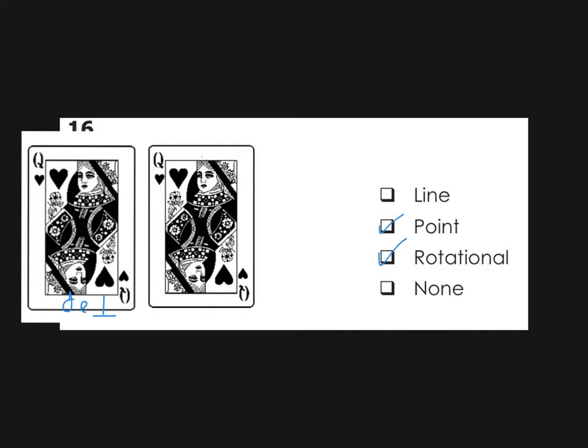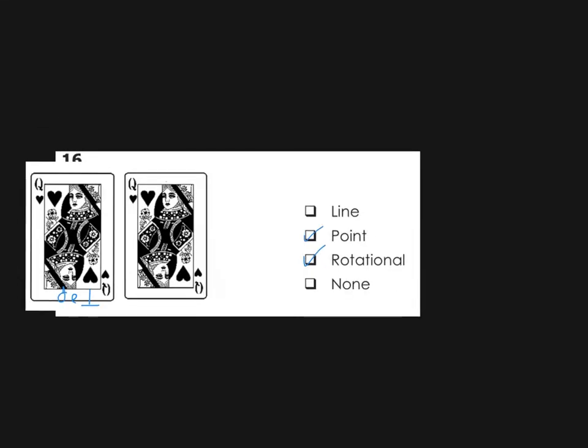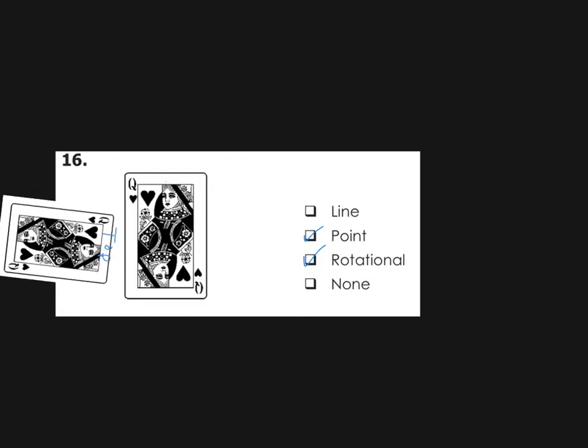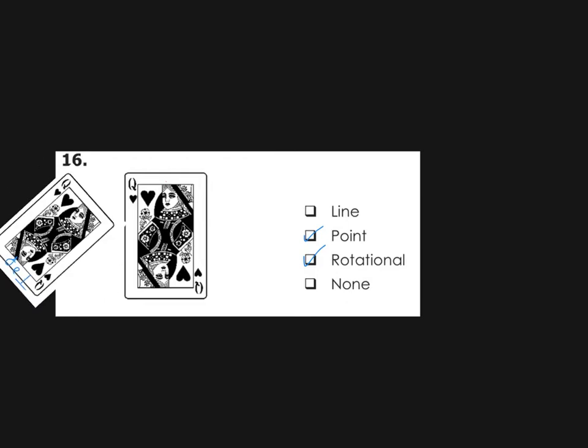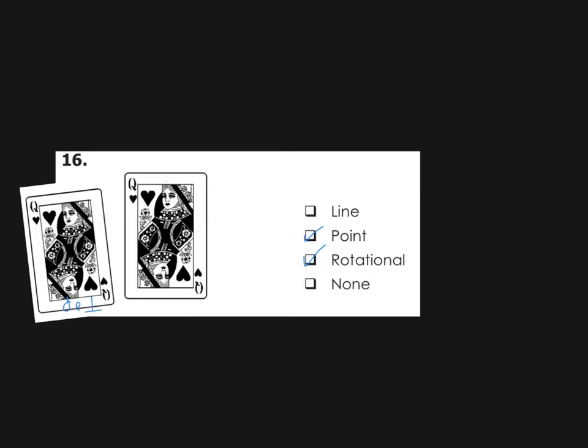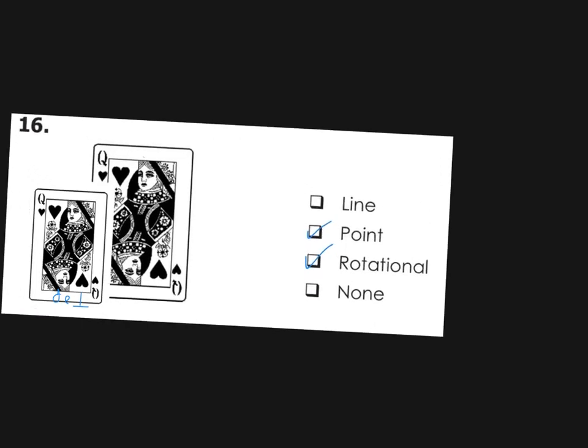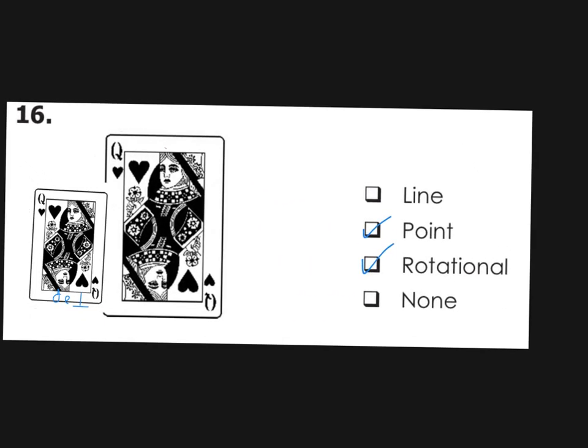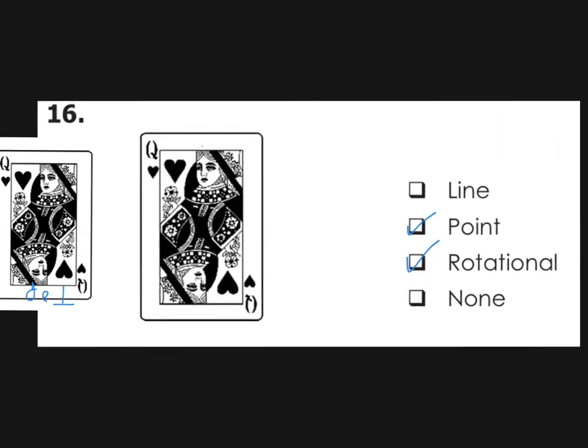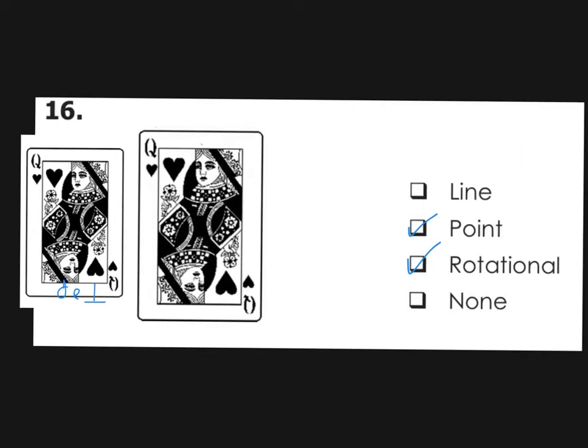Does it have any other rotational symmetry? If we rotate it this way, no. If we rotate it that way, no. And not sure why this just shrunk down like that, but we'll put everything back the way it was. And say that the Queen of Hearts has point and rotational, but only one version of rotational, which is 180 degrees.